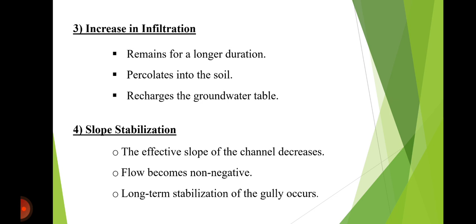The effective slope of the channel decreases. Long-term stabilization of the gully occurs through stabilization of gully banks and stabilization of the gully bed. In stabilization of the gully bed, the sediment accumulated behind the check dam gradually raises the gully bed. This reduces the effective slope and helps prevent further deepening of the gully. In the stabilization of gully banks, as flow velocity decreases, erosion of the gully banks is reduced. Vegetation can also establish in the deposited sediment, providing additional protection.